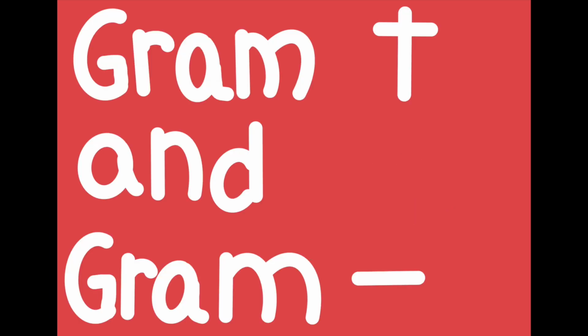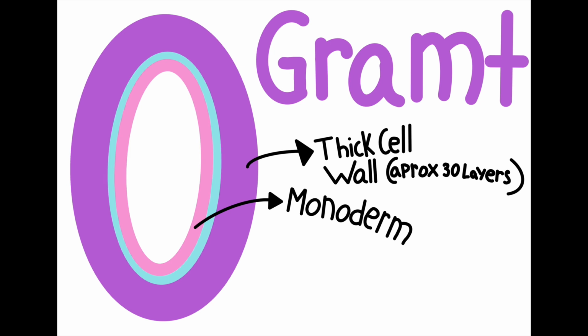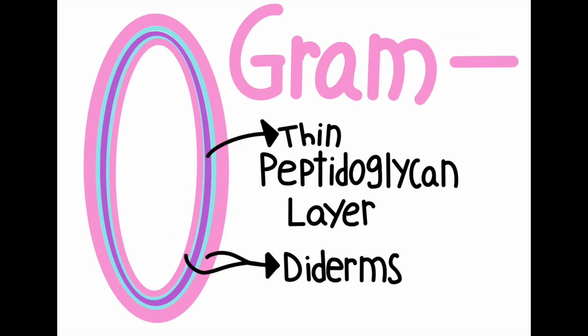Here I'll explain gram-positive and gram-negative bacteria. Gram-positive and gram-negative bacteria are classified by how they react to a gram stain. Gram-positive has a thicker cell wall with about 30 layers of peptidoglycan. The cell wall surrounds a single plasma membrane. Gram-negative bacteria has a thin peptidoglycan layer, which is sandwiched between two lipid bilayers, called diderms.